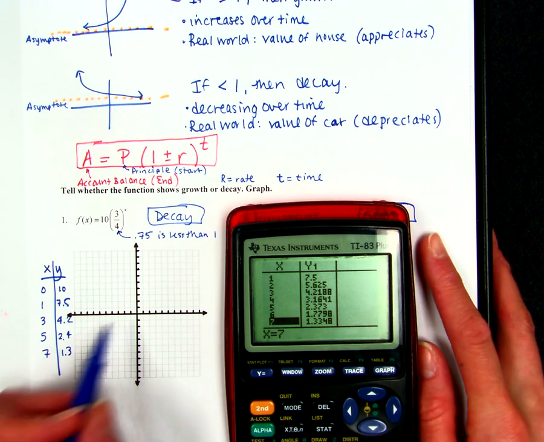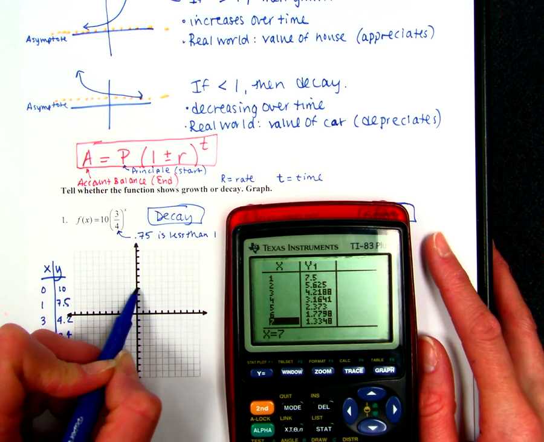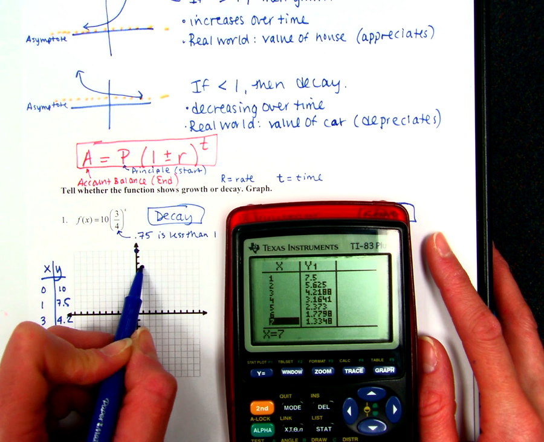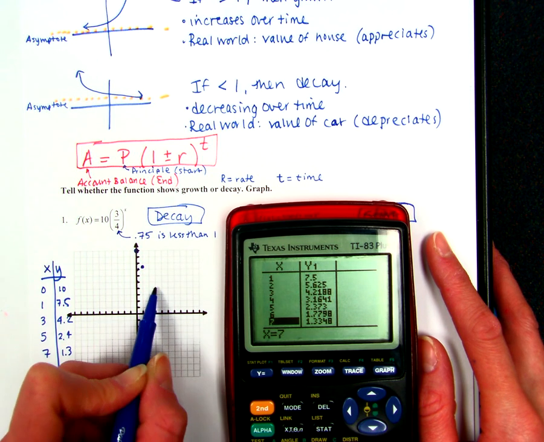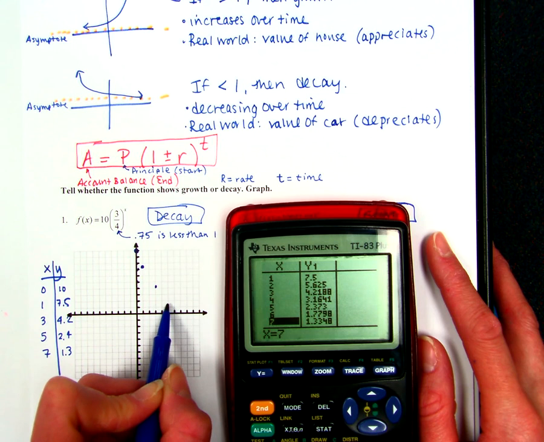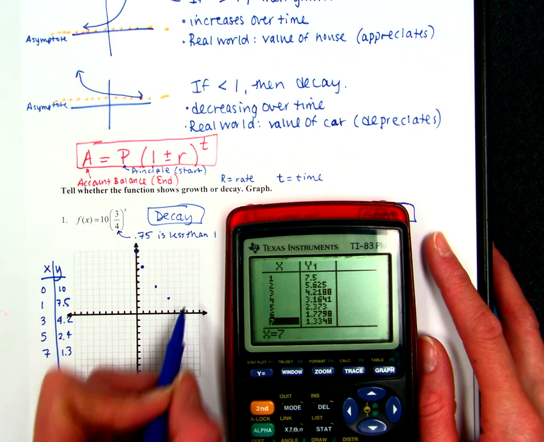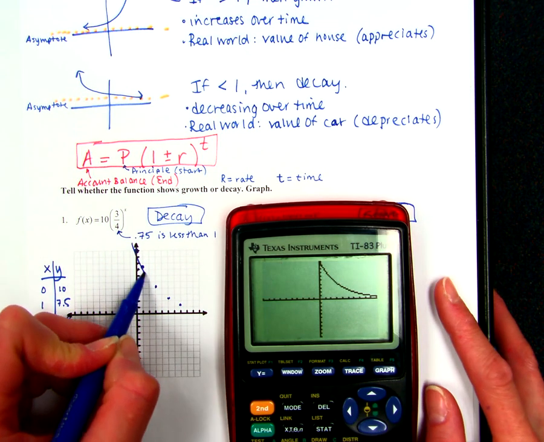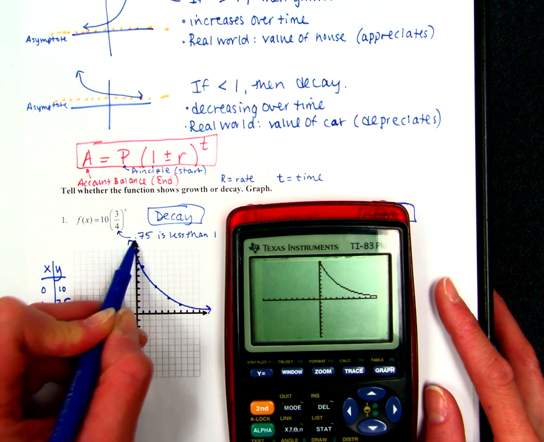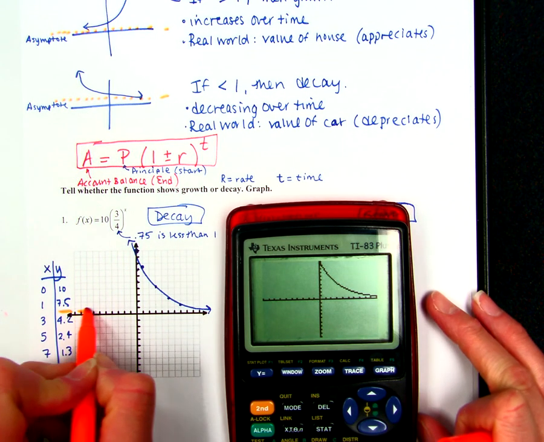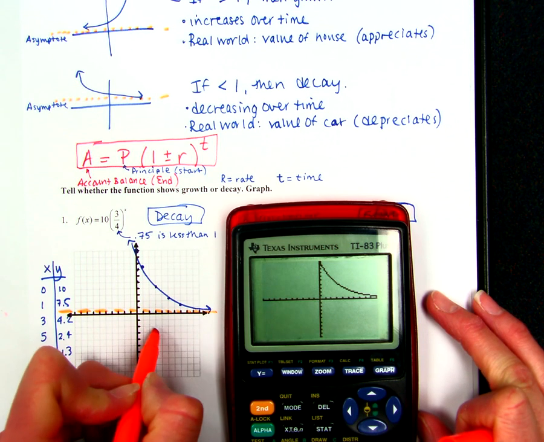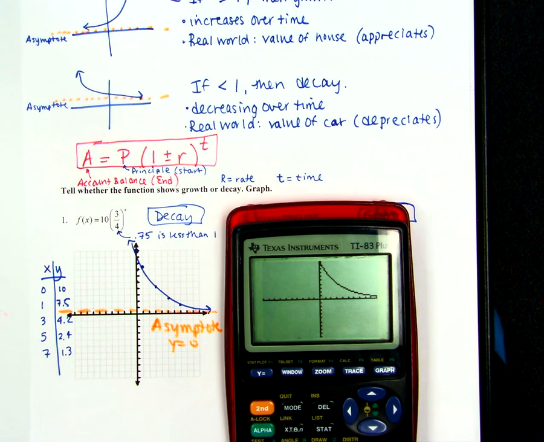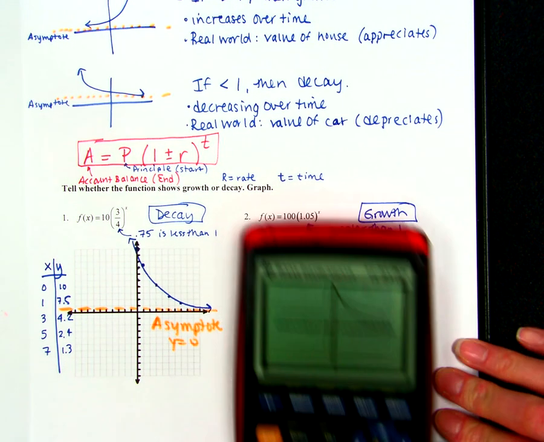Once I have my table, I'm just going to plot my points: 0, 10; 1, 7.5, you have to just estimate there; 3, 4.2; 5, 2.4; and 7, 1.3. If I go back to my graph, notice that this graph gets closer and closer to the x-axis, but never touches it. So you might want to just draw in your asymptote. This is like our wall that says our graph should not go below that. All right, we're going to do the same thing for number 2.